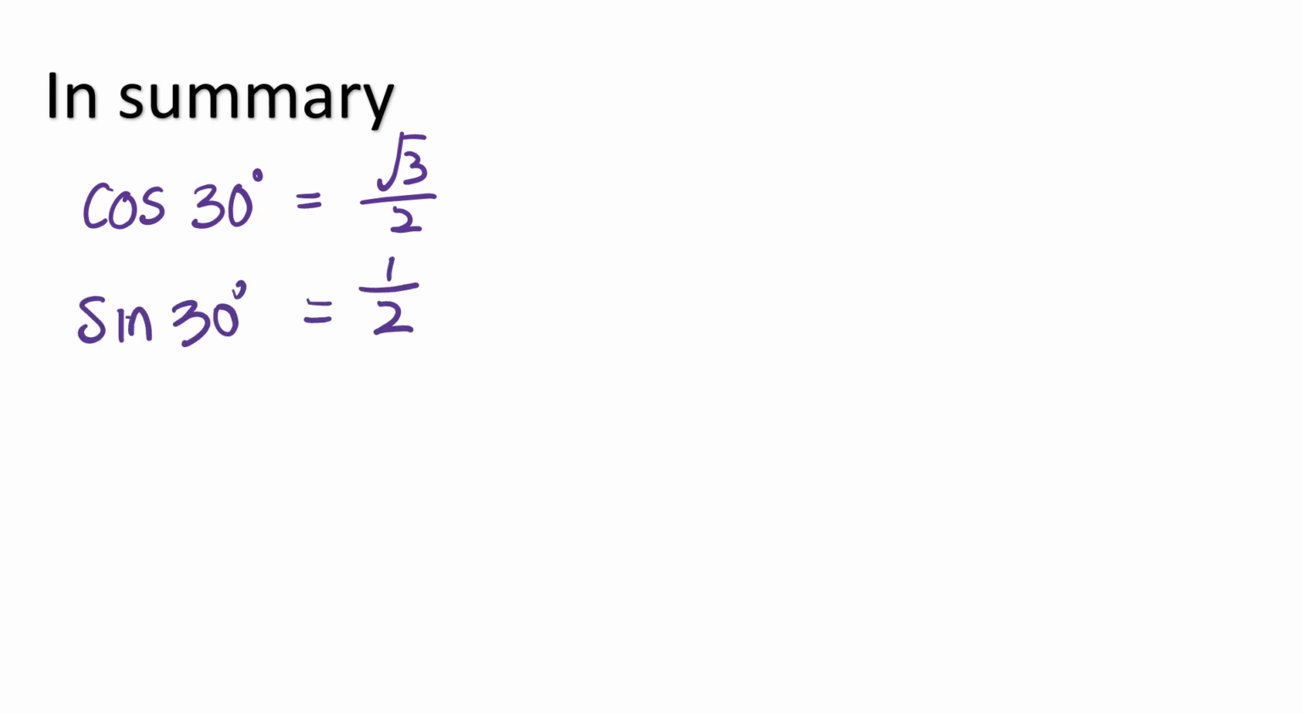Alright, so in summary, this is what we have. We have cosine 30 degrees, which is square root 3 over 2. We have sine 30, that is 1 over 2, which is half. We have tangent 30, that is 1 over square root 3 or square root 3 over 3. Alright, so these are some things that we need to recall early on in the chapter on angle properties.